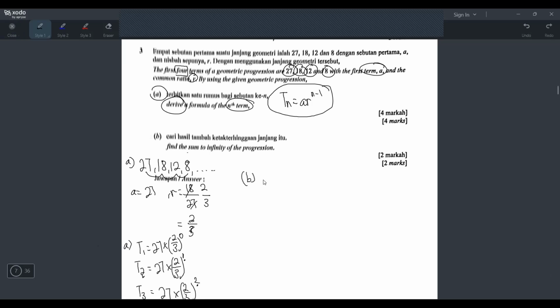B says find the sum to infinity. So the S infinity formula is A over 1 minus R. The A for this is 27. The R for this is 2 over 3. So just sub inside. But you have to do the bottom first. So 1 minus 2 over 3 is 1 over 3.